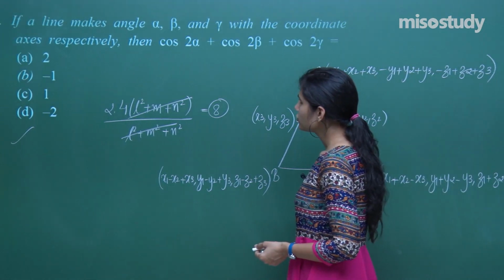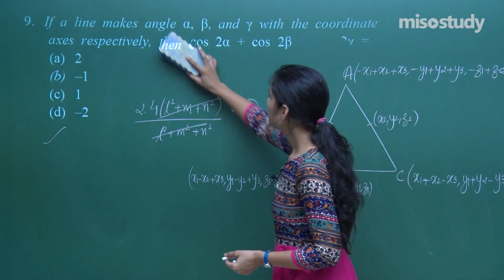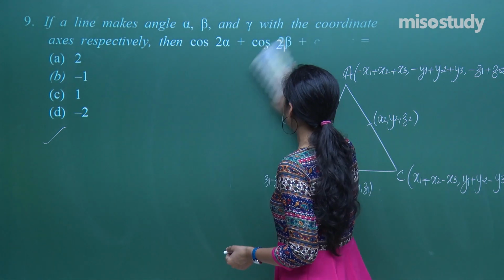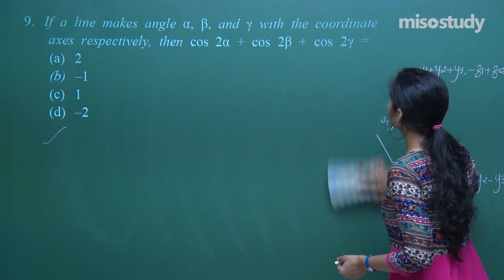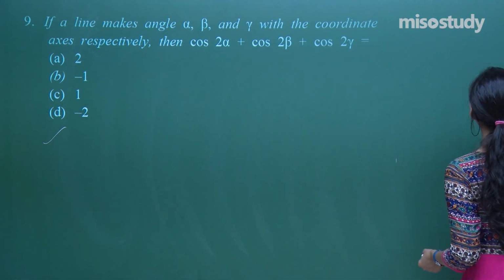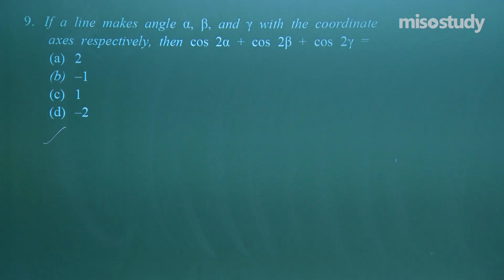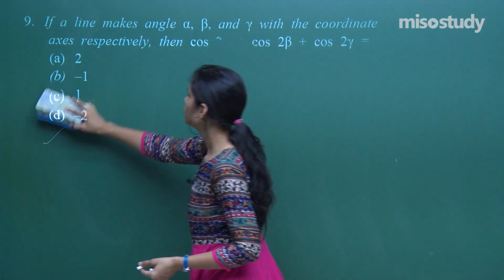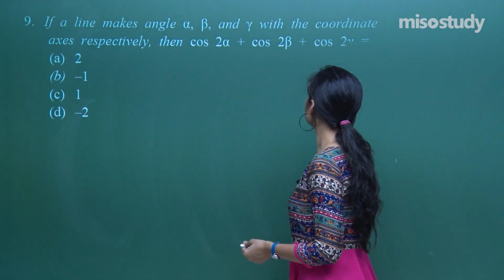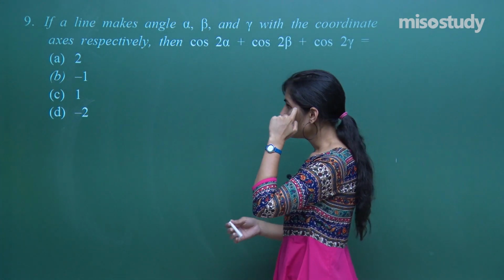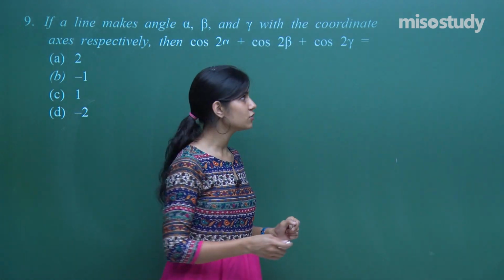Now moving to the next question, what does it say? It says that if a line makes alpha, beta and gamma angles with the coordinate axes respectively, then what is the value of cos 2 alpha plus cos 2 beta plus cos 2 gamma? Now see, over here the direction cosines concept comes into the picture.